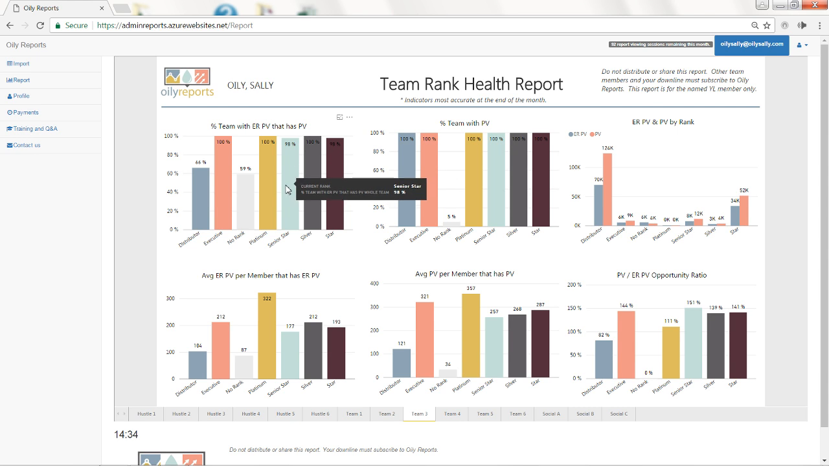What this tells me is it looks like there's one person that's a senior star or star that is not using ER for their orders. And you can look at who that individual is and then follow up with them, get them on ER.